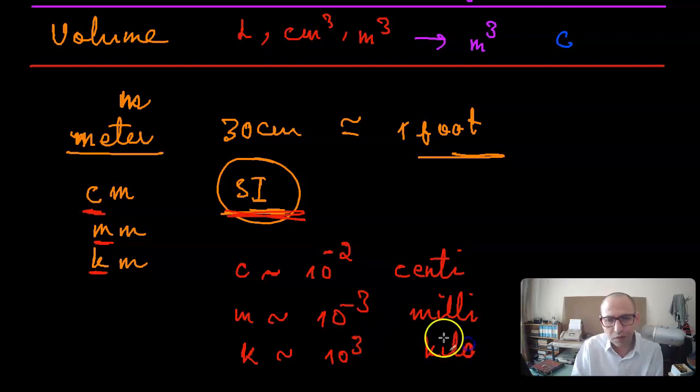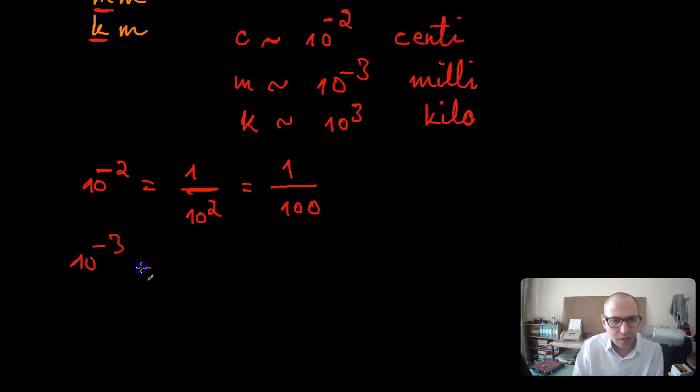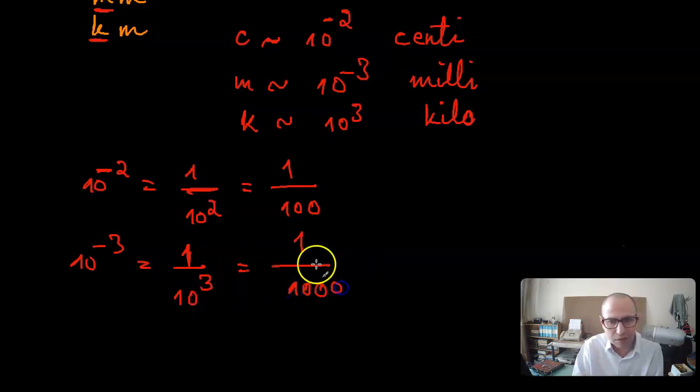That's a kilo, right? So 10 raised to the power negative 2, mathematically, means 1 over 10 raised to the power 2. And you know that 10 raised to the power 2 means 10 times 10, which is 100, right? Or 10 raised to the power negative 3 is the same thing as 1 over 10 raised to the power 3, which is 1 over 10 times 10 times 10, which is 1 over 1,000. So 10 raised to the power negative 2 is 1/100, and 10 raised to the power negative 3 is 1/1,000. And a kilo, which is 10 raised to the power 3, is 10 times 10 times 10, which is 1,000.